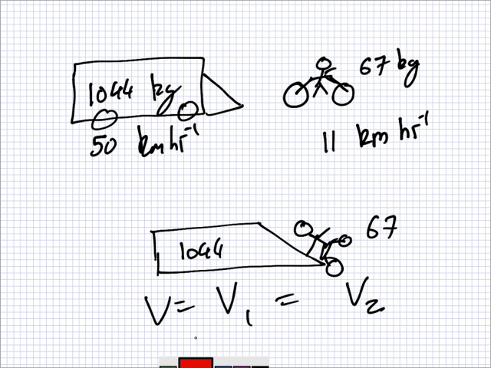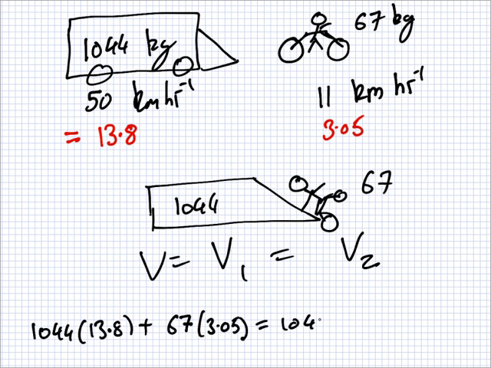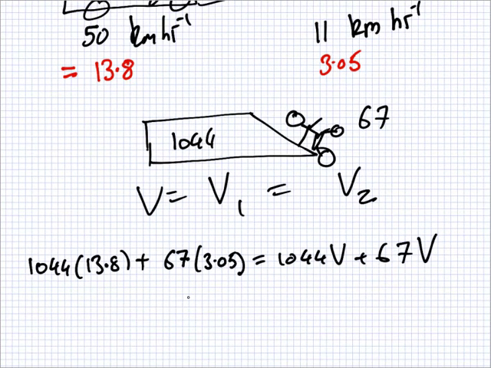Seba, were you able to convert this 50 into meters per second? What did we get? 13.8. And then what was the 11? 3.05. We're all happy with that? Okay, good stuff. So, we have M1 U1 plus M2 U2 equals M1 V1 plus M2 V2. When you clean this up, you should get basically this over 104.